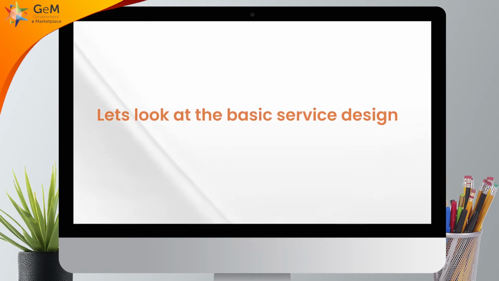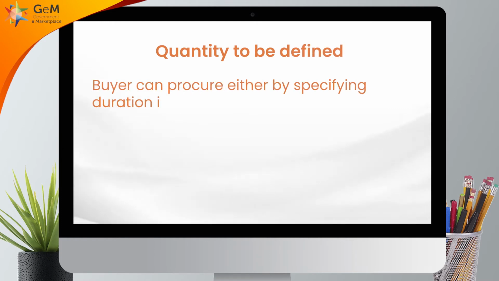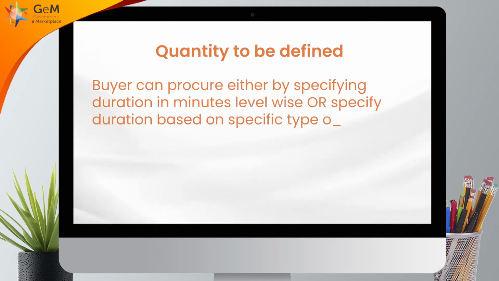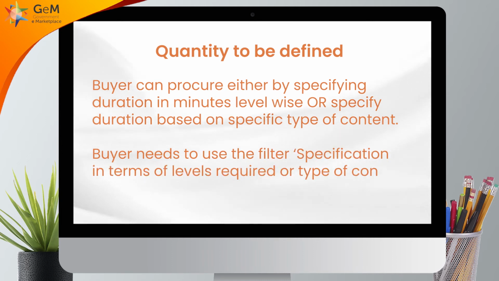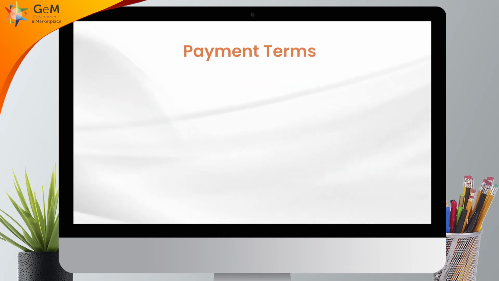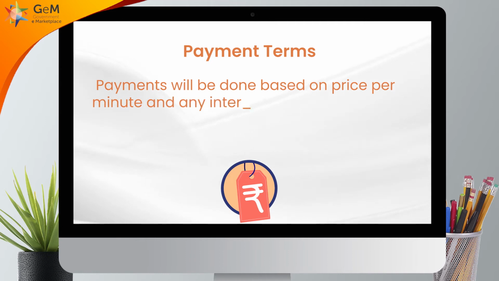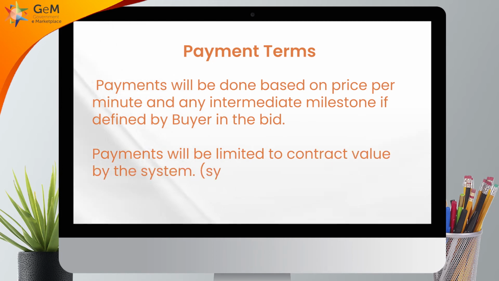Let's look at the basic service design. Quantity to be defined. Buyer can procure either by specifying duration in minutes level-wise or specify duration based on specific type of content. Buyer needs to use the filter specification in terms of levels required or type of content. Payment terms. Payments will be done based on price per minute and any intermediate milestone if defined by buyer in the bid. Payments will be limited to contract value by the system.